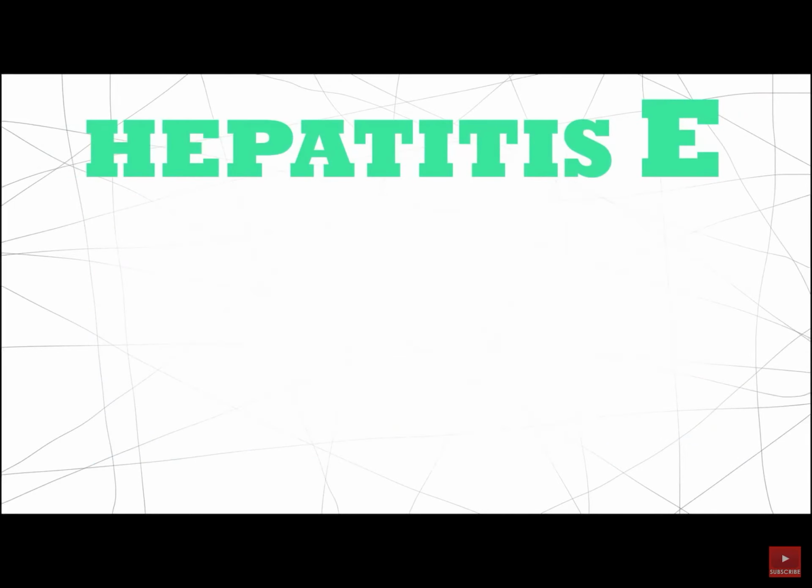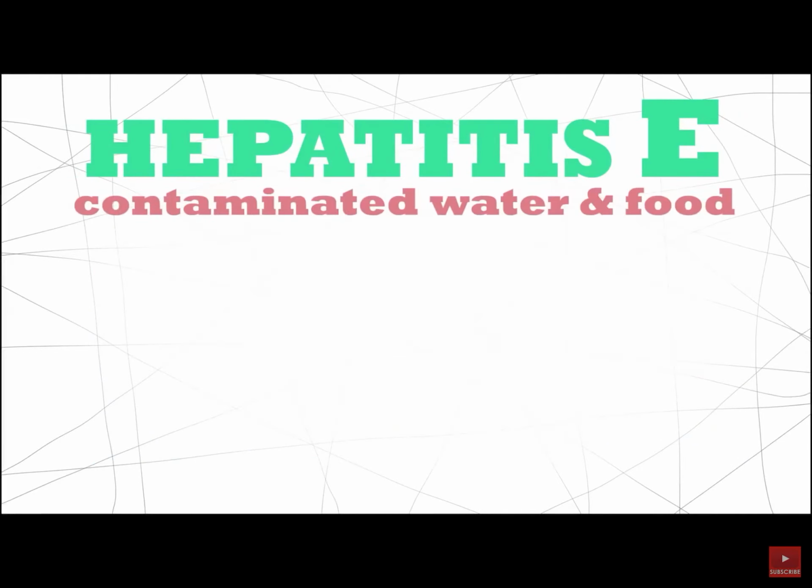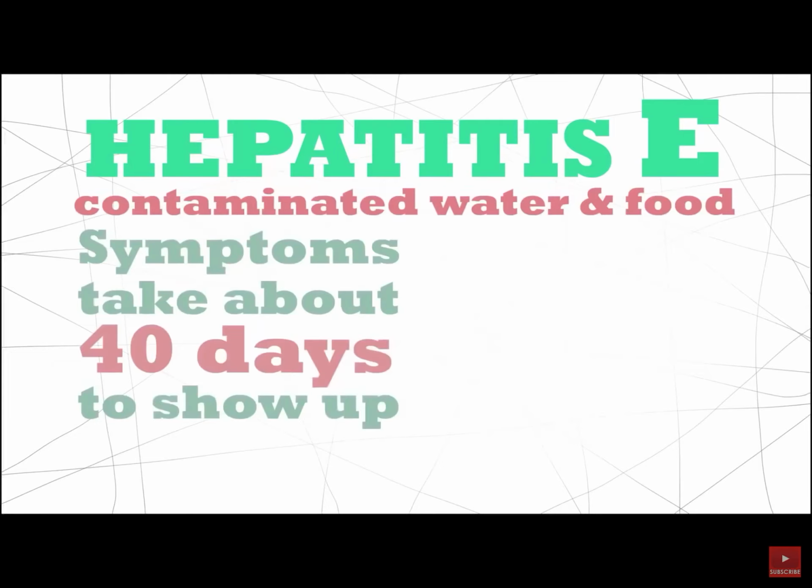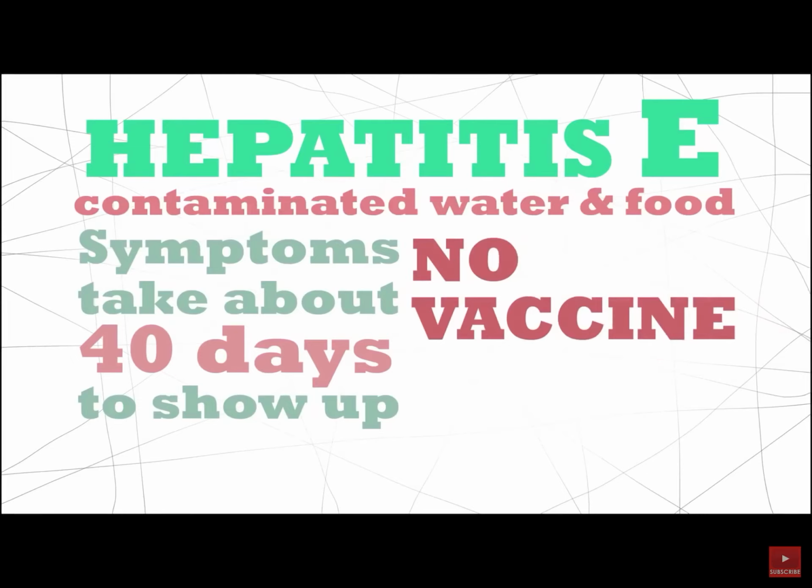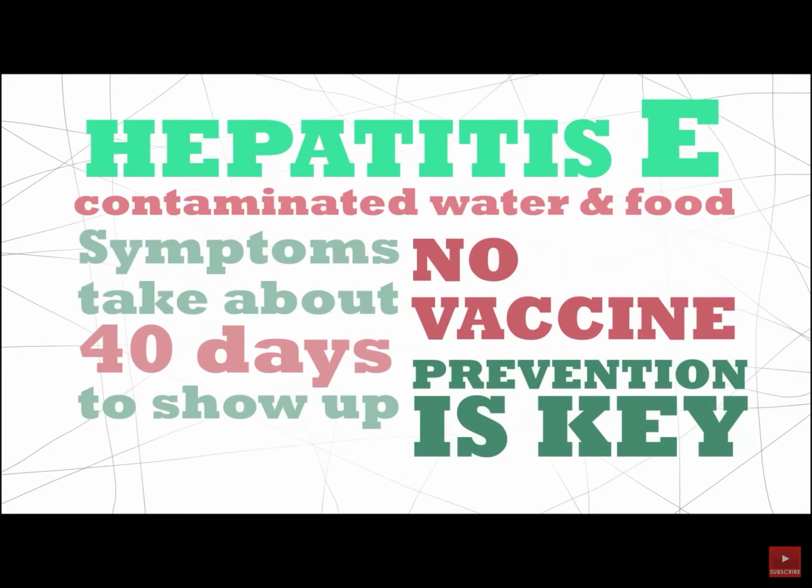Hep E is primarily spread through water and contaminated food. Symptoms take about 40 days to show up. Unlike A, there is no vaccine, though it's not fatal. Remember, prevention is always better than treatment, so be careful of the sanitation around the food and water you drink.